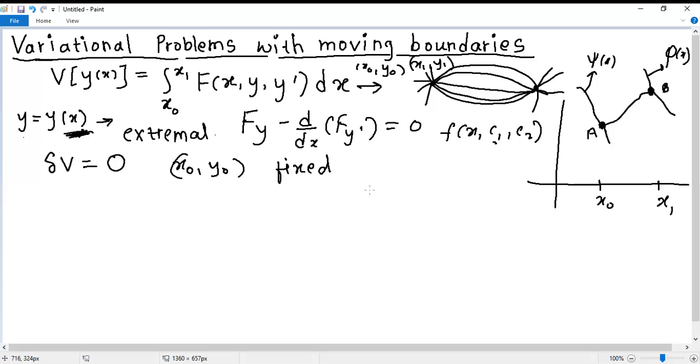That means (x naught, y naught) is fixed. It is not moving. And the other boundary point, that means this point B, let's call it the point (x1, y1). This point can move on this curve, and when it moves, it will pass through all such points (x1 plus delta x1, y1 plus delta y1). Whatever is the increment when this point is moving, there will definitely be a change in the x coordinate as well as in the y coordinate, so we are denoting it by this. So this point is allowed to pass through the point (x1 plus delta x1, y1 plus delta y1).